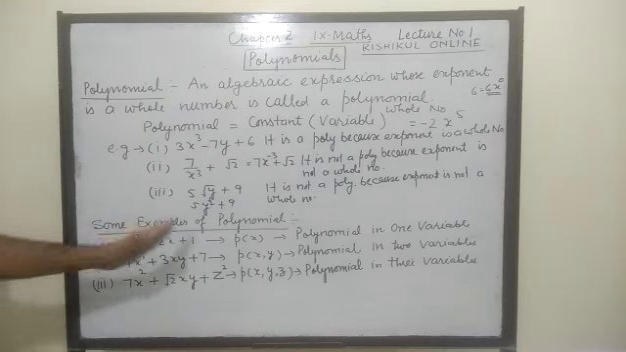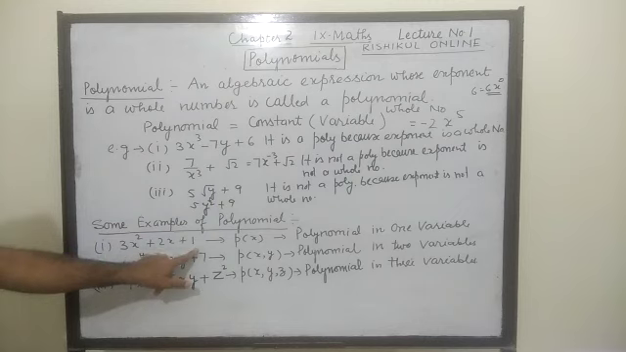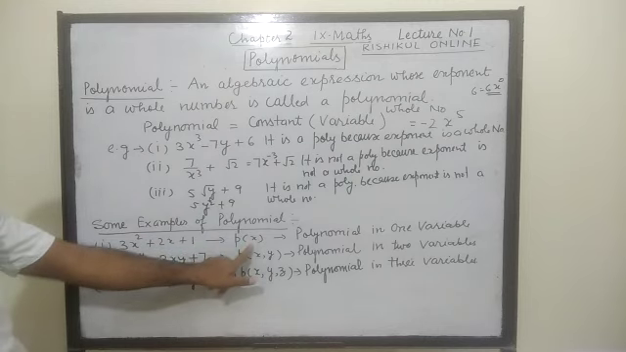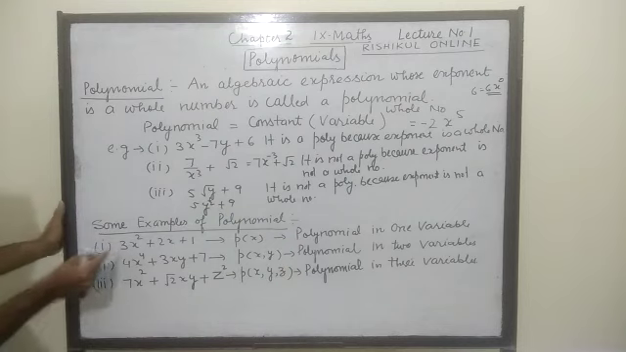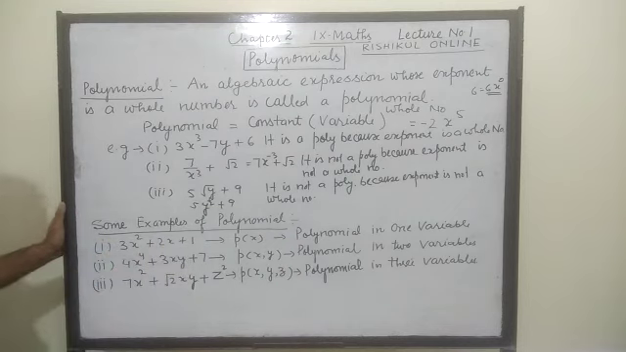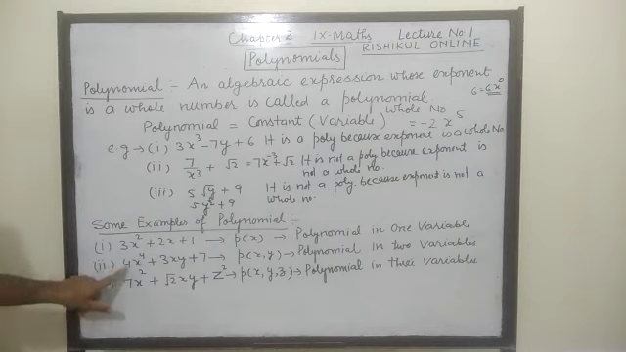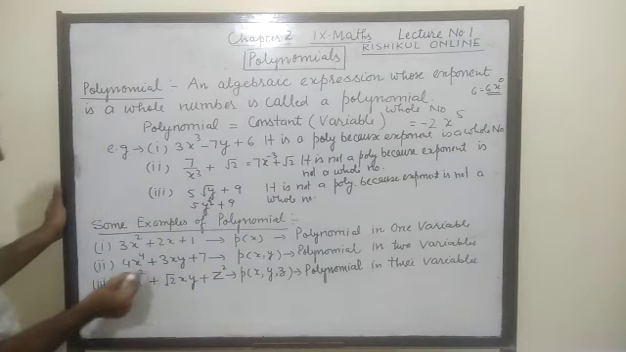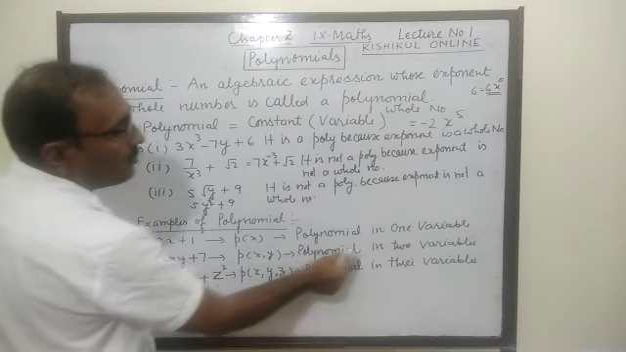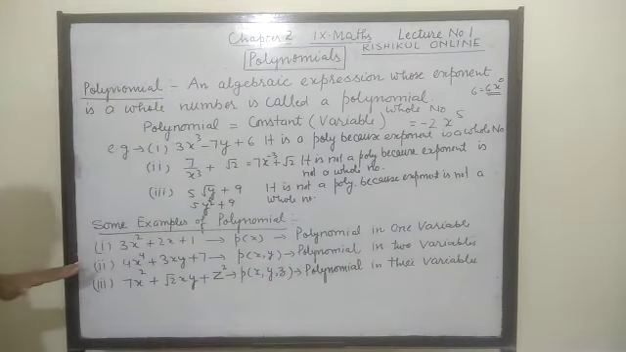Now some examples of polynomial. 3x square plus 2x plus 1. Let it be p of x. It is a polynomial in one variable because variable is 1, only x. Next, 4x to the power 4 plus 3xy plus 7. You can write p of x, y because here variable is x and y. So polynomial in two variables. This is called polynomial in two variables.